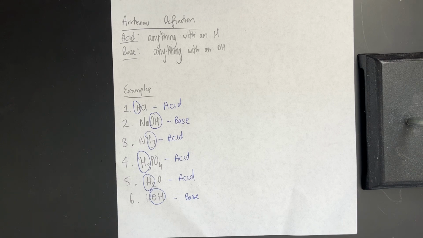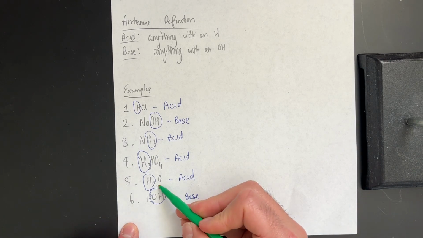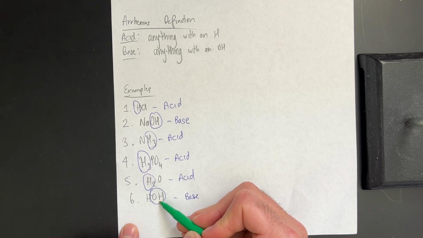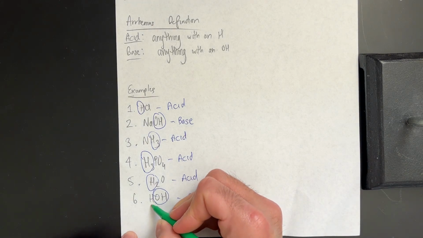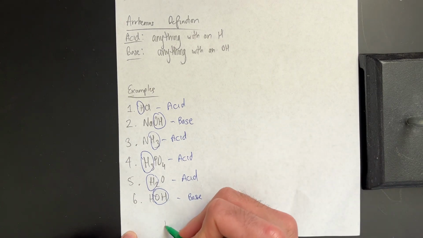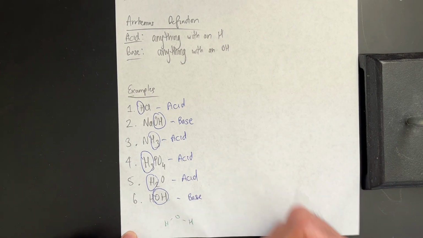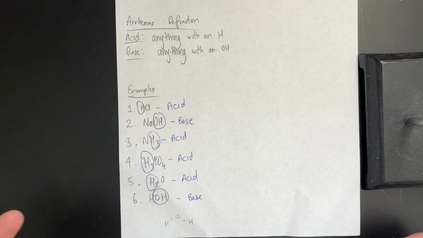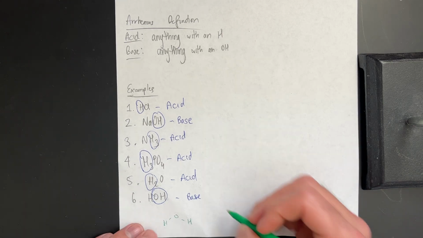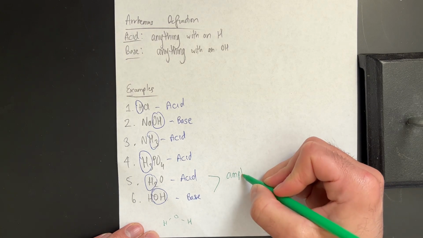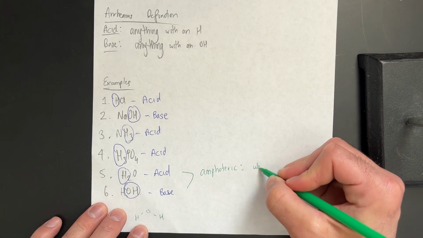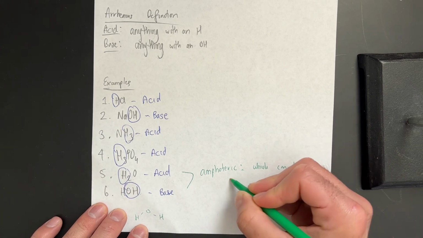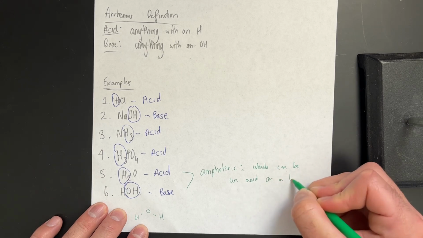Now, one thing that you may have noticed is that here, H2O is an acid, here, HOH is a base. But these are actually the same thing, right? H2O is HOH. I'm just writing it in a different way. And so what we can see here is that there are things that have H's and OH's, and we call these things amphoteric substances. These are substances which can be an acid or a base.